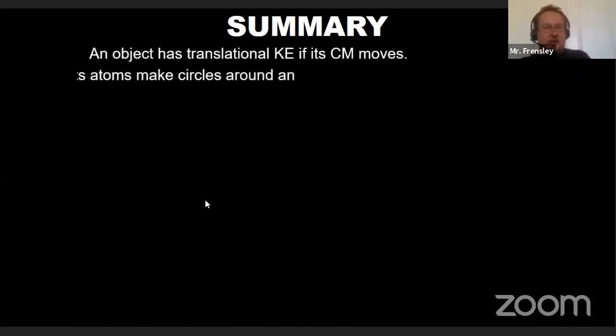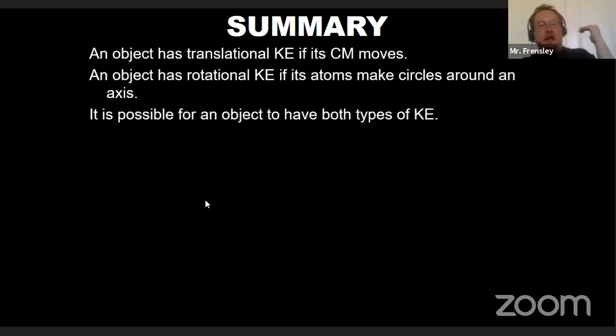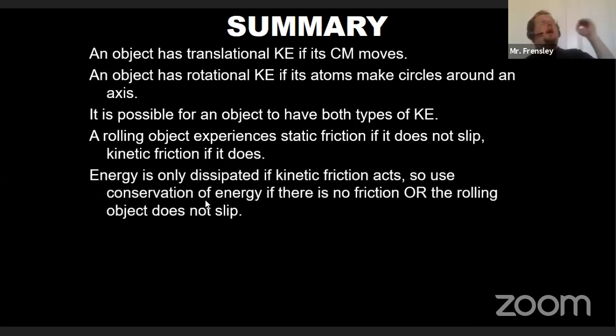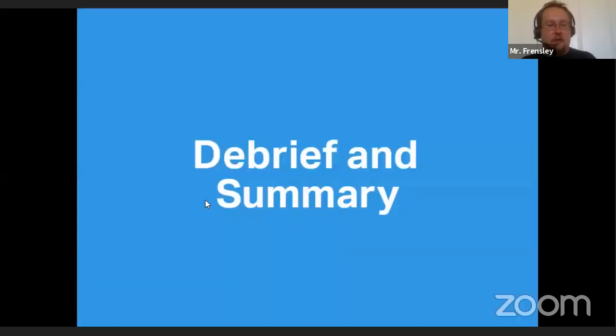Okay, so here's a summary, just really quick. You have translational kinetic energy if your center of mass moves. You have rotational kinetic energy if your atoms make circles around the axis. It's possible to have both types of kinetic energy. A rolling object experiences static friction if it doesn't slip, kinetic friction if it does. You only dissipate energy if you slip, which is kinetic friction, right? If there's no friction at all, or you roll without slipping, you can use conservation of energy because you don't lose anything to friction. A rolling system can usually be analyzed through the lens of forces or torques, or through the lens of energy, right?